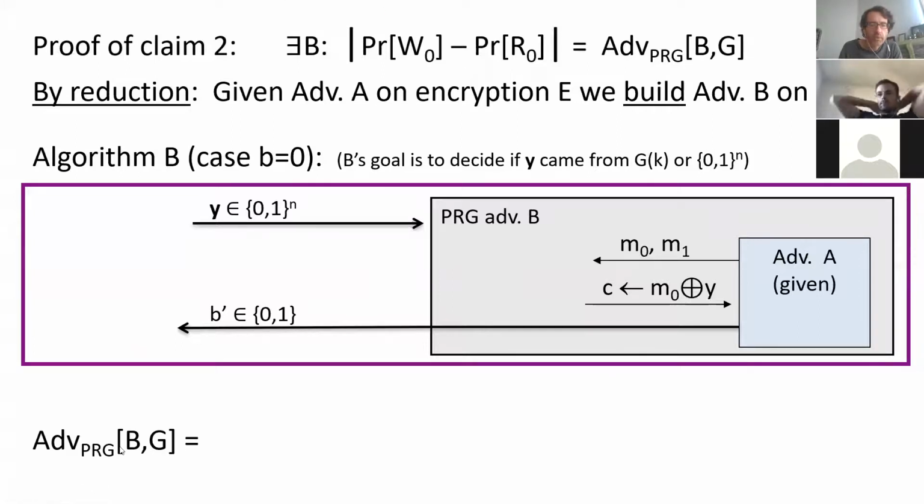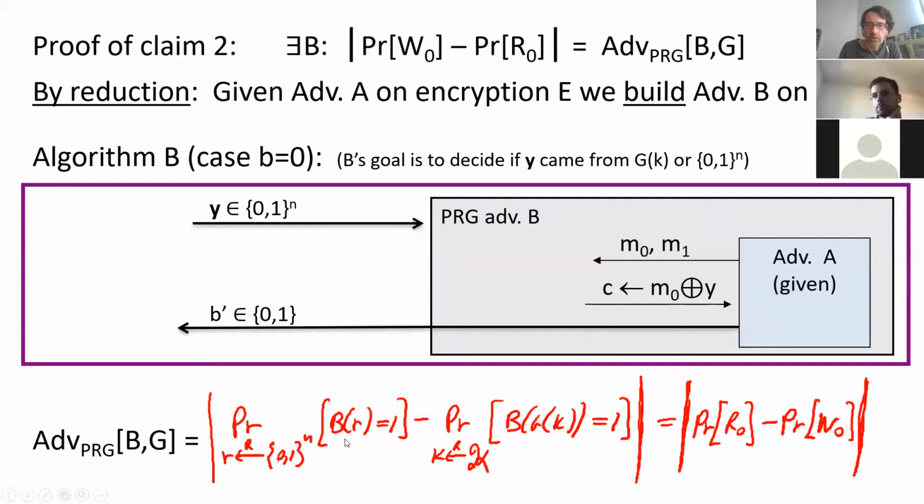So look, what is the advantage of this attack? Well, let's measure it. It's the difference between the probabilities with which this algorithm outputs a fixed flag. In the first case, he's given a random string, so this Y is a random string, call it R. In the second case, Y came from the distribution of random samples of G: a random seed, and you run G on it.